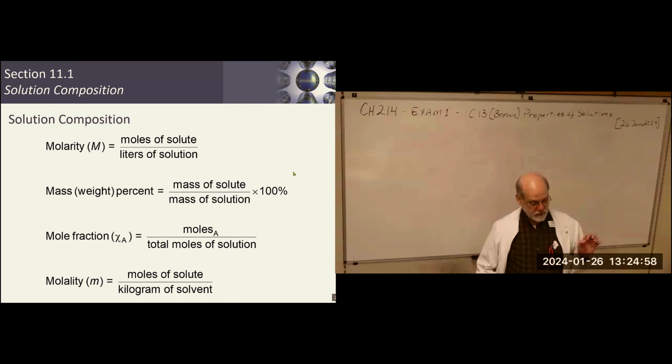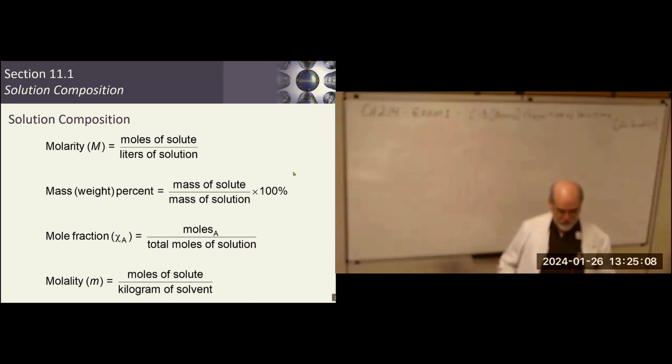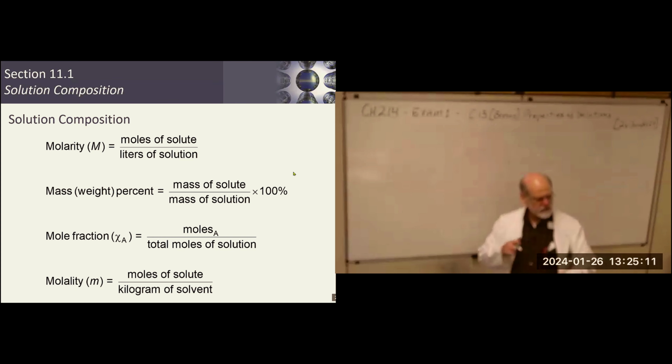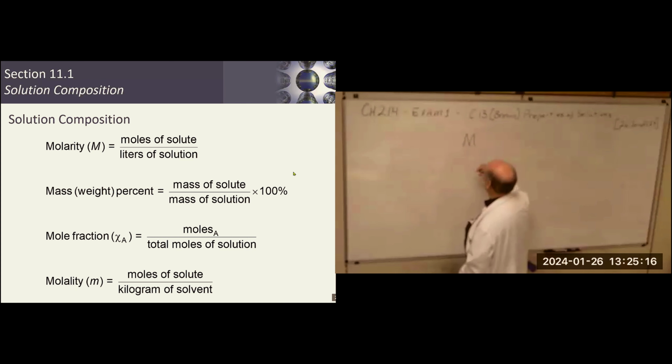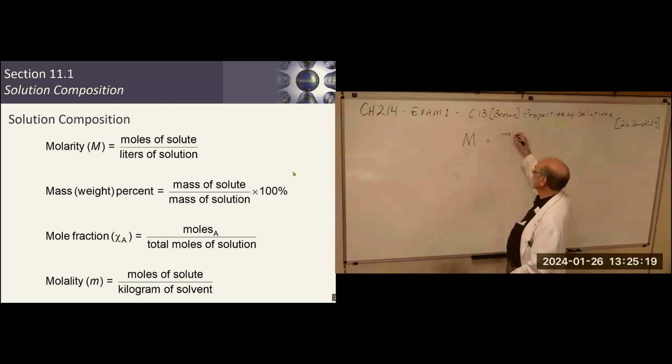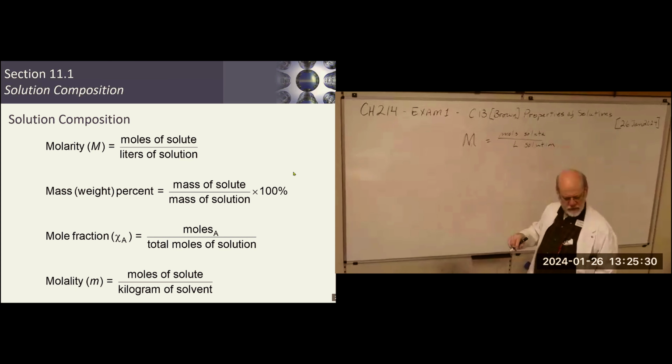so we're going to look at these four ways to express solution composition. The most often used is molarity. Y'all use molarity in the lab? Yeah. Okay. So you already know that big M stands for molarity, and it's moles of solute per liter of solution. Did we already define what a solvent and a solute was? Yeah. Okay. Good.